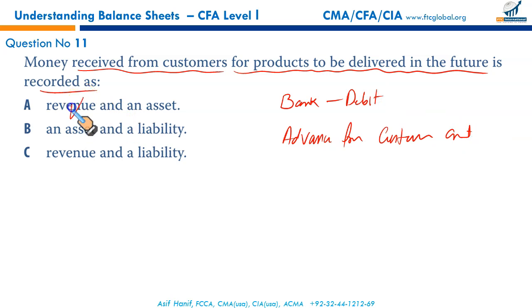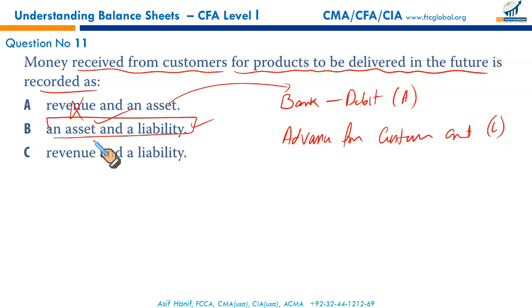We cannot consider this as revenue. Yes, there is an asset, but not revenue. Bank is an asset, correct? And the advance which you have received from customer is a liability. So for money received from our customers for which no good or service has been provided, we debit bank, credit advance.